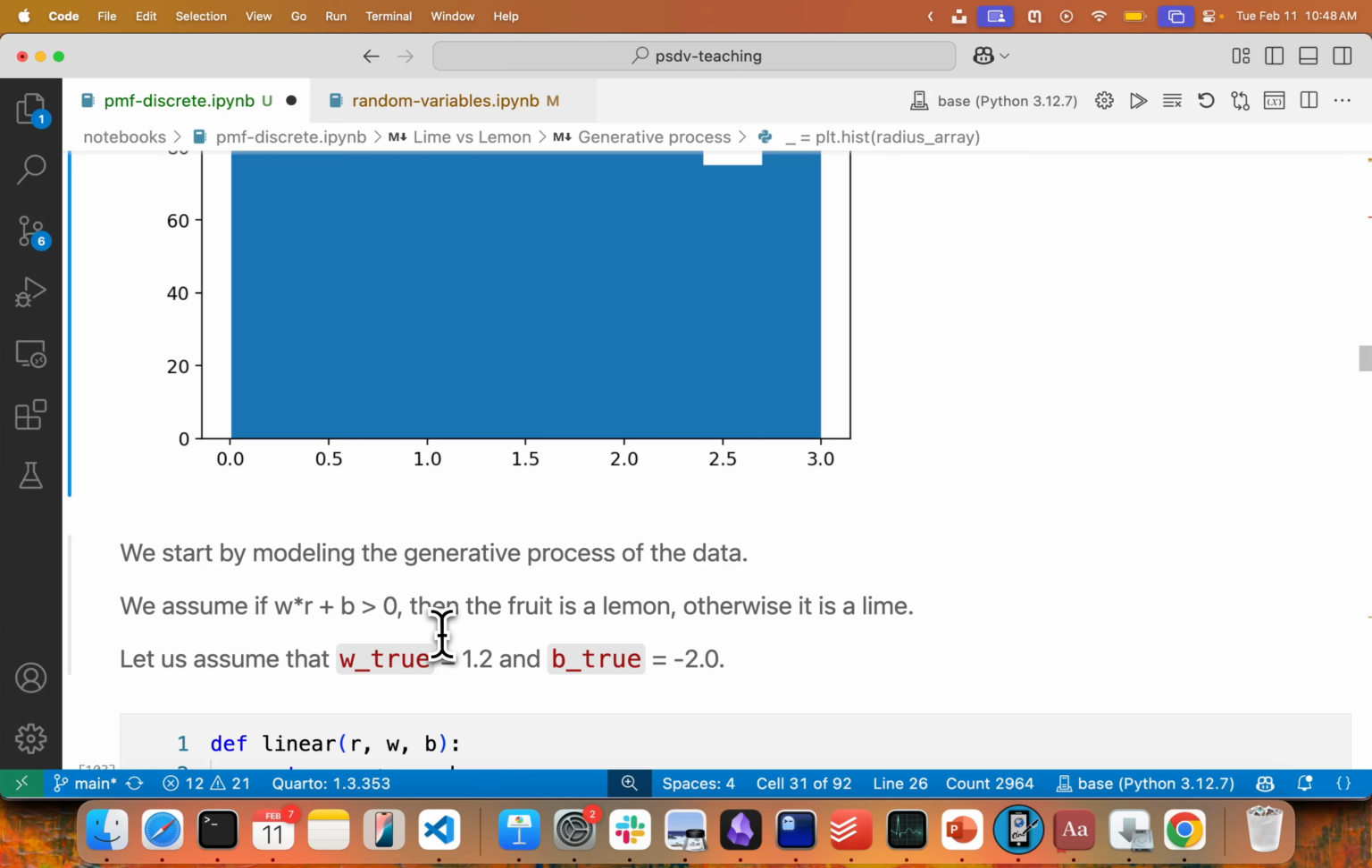So does this look more or less correct? If w is positive, b is negative, and wr plus b is greater than 0, I say that it's a lemon. So if I increase r, it's a linear function. You can see wr plus b is a linear function. If I increase r, then my value wr plus b will increase, and that means more chances of being greater than 0, which means more chances of being a lemon. Right? So I'm just saying that if wr plus b is greater than 0, it's a lemon, otherwise it's a lime.